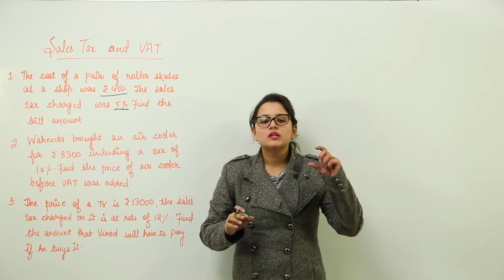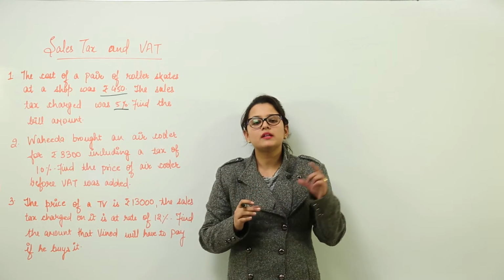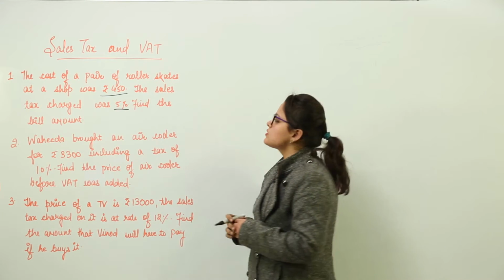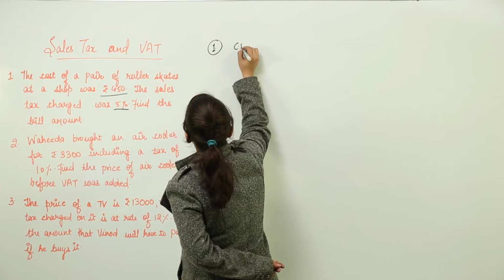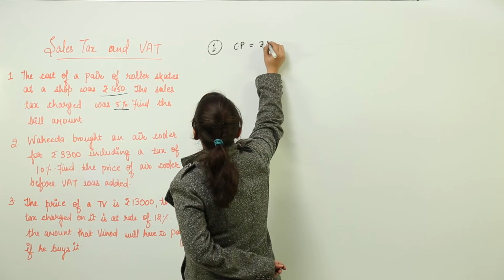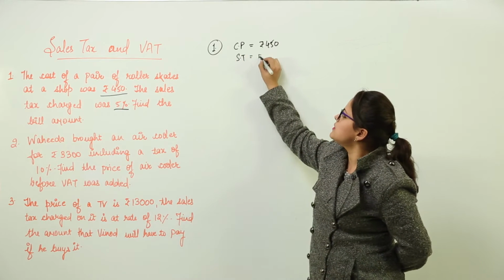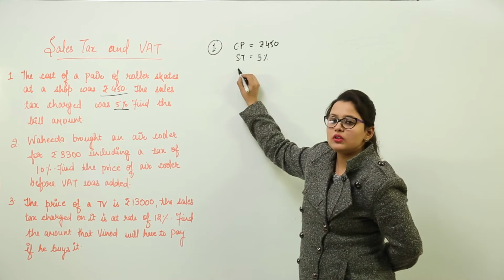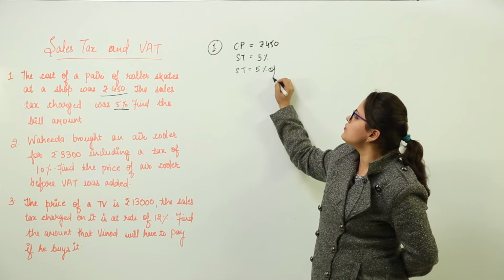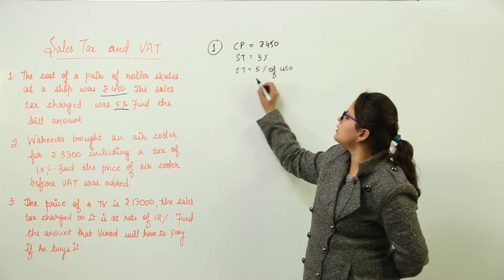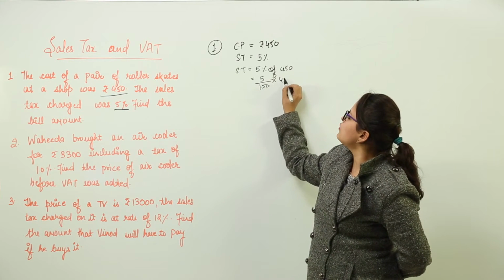As we know, the sales tax charged is always added to the cost price, and that makes the billed amount. So let us solve it now. The first question has CP given as rupees 450 and the sales tax given as 5%. Now if you want to calculate the amount of sales tax, that would be 5% of CP, that is 5% of 450. So 5 upon 100 of 450.